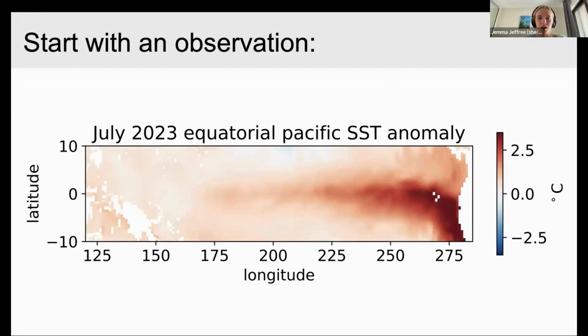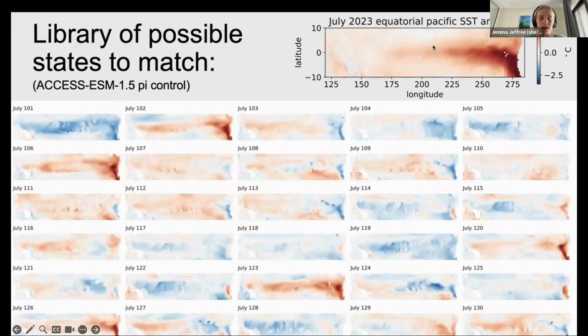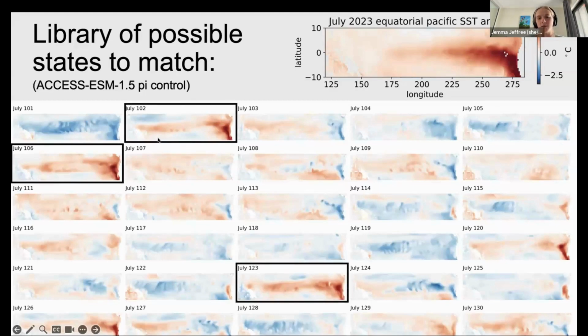Now, instead, what I do is I take that observation and I take a great big library of possible states. So in this case, some ACCESS pictures from the ACCESS-ESM1.5 pre-industrial control. And I can say that in the ACCESS pre-industrial control, maybe this year looks kind of similar to my observations, and maybe these two also kind of similar. So instead of initializing the model again, we're just looking through these model runs that already exist for times that look similar to what we would normally initialize with.